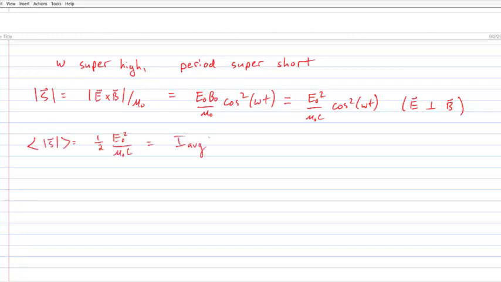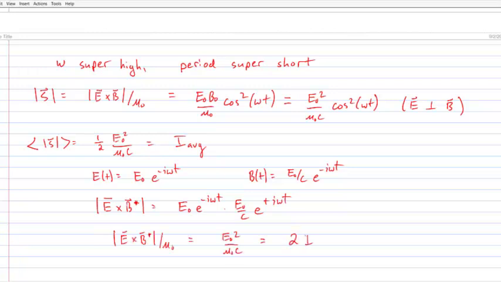If you instead represented the E and B fields as complex, and took the magnitude of E cross B star, the exponentials drop out altogether, and what you get is twice the intensity that we got before. Taking thing star thing has a way of doing the time averaging for you up to a factor of 2, if your thing has an essentially sinusoidal form.